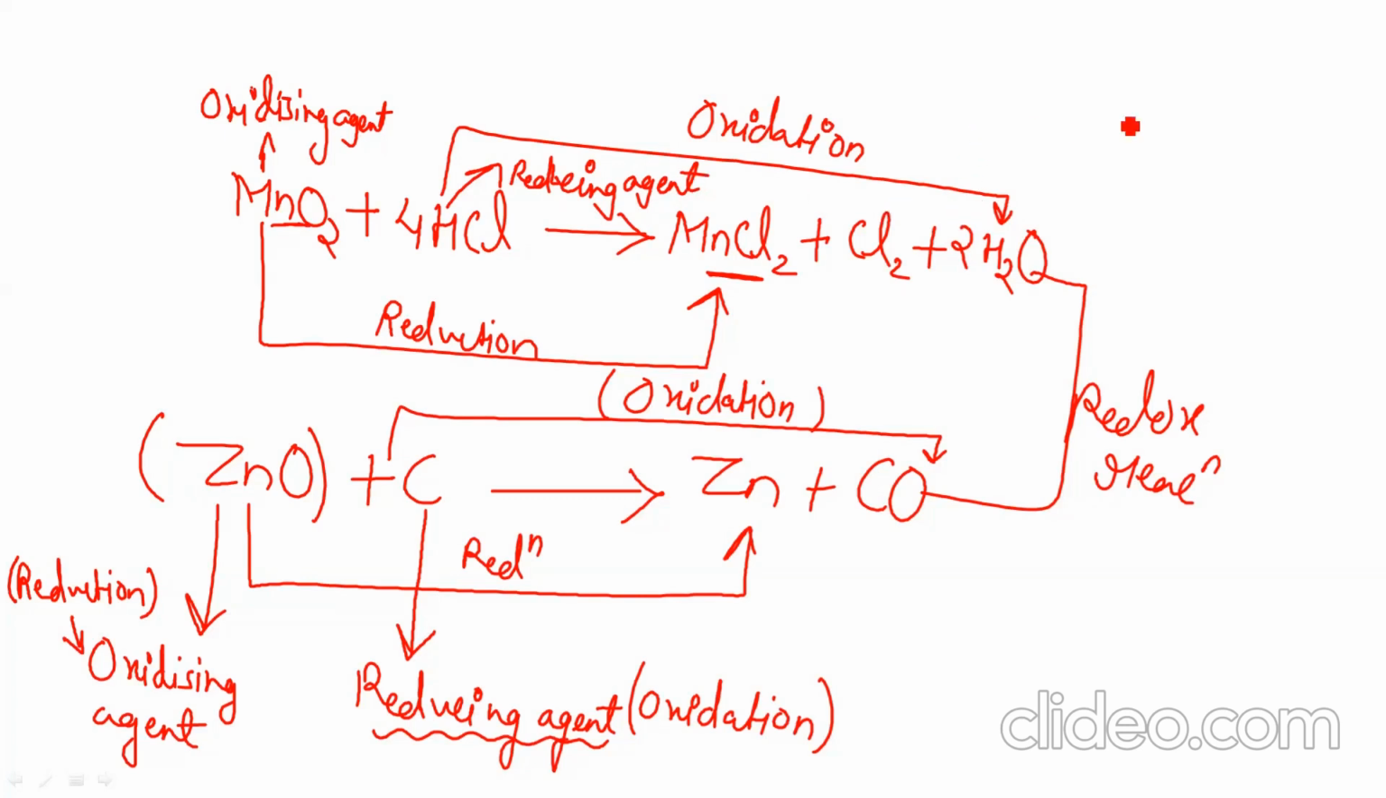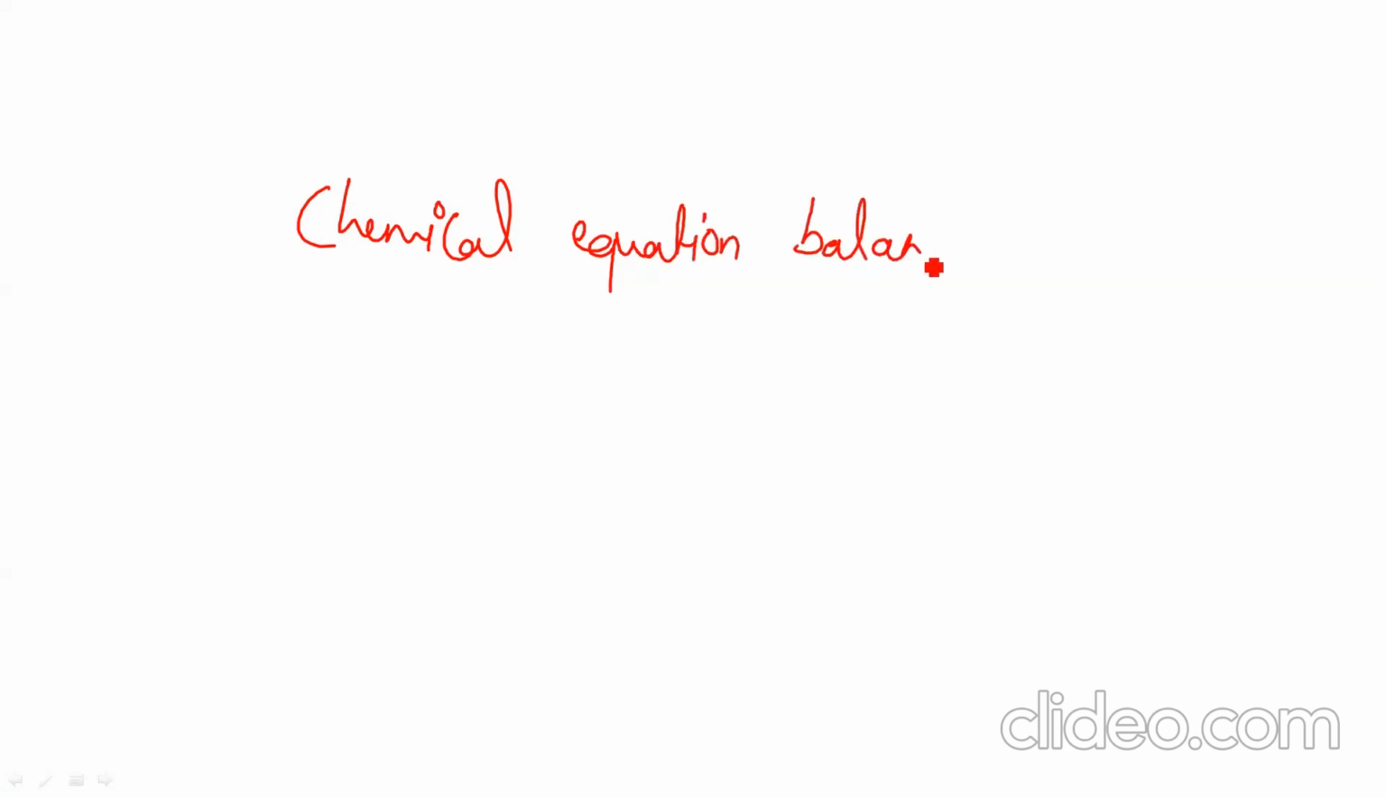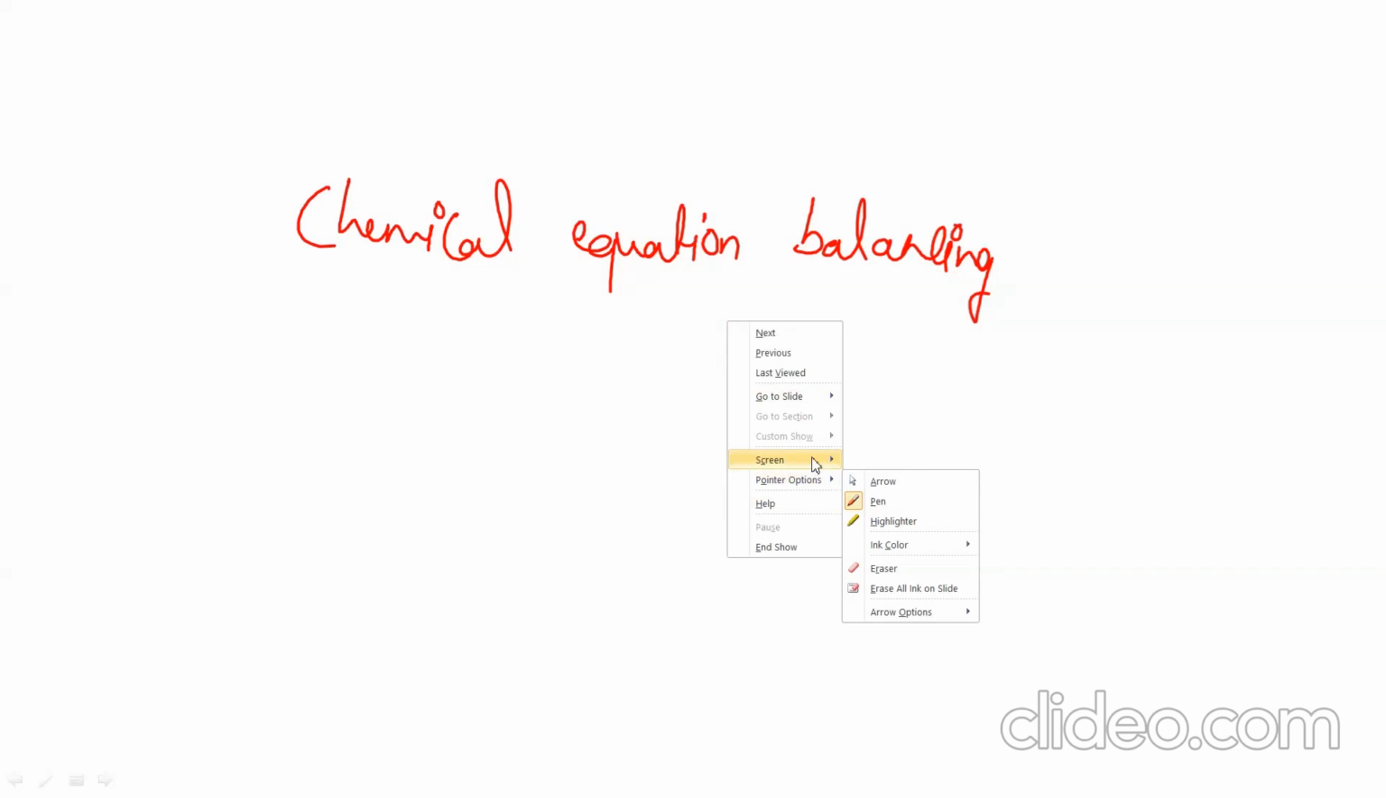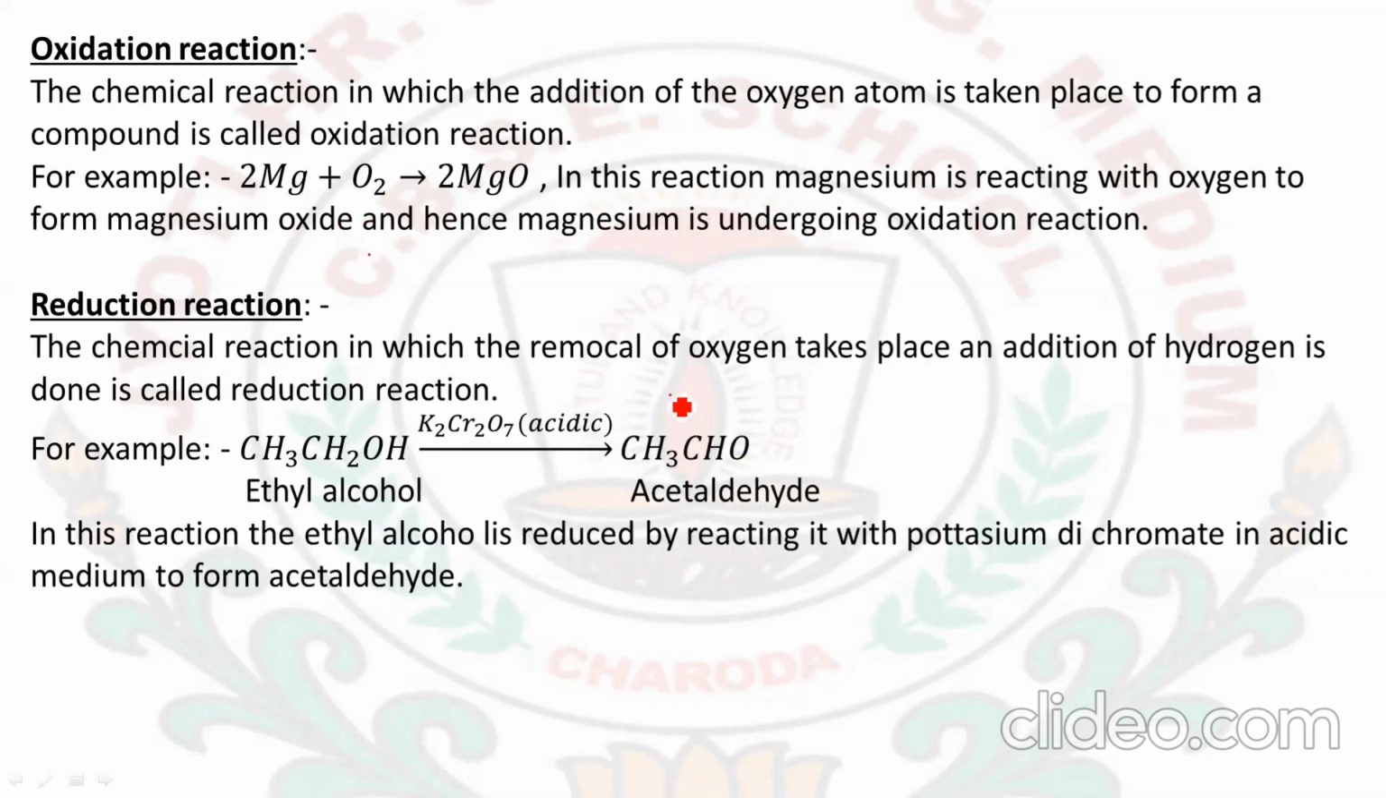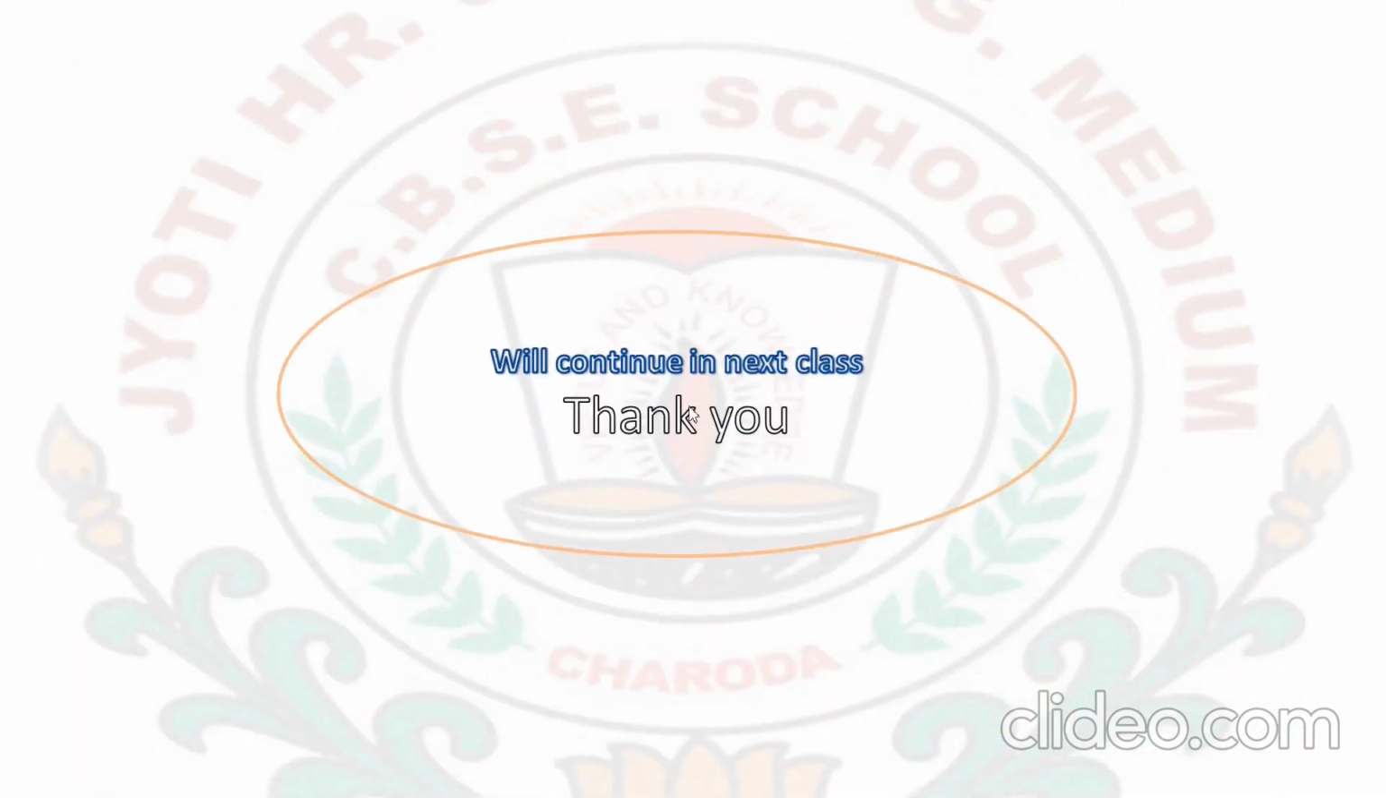In the next class, I am going to discuss the most important part of this chapter, chemical equation balancing, out of which one or two questions are necessarily asked in your board exam paper. For this class I am ending here, and we will meet in the next lecture with chemical equation balancing.